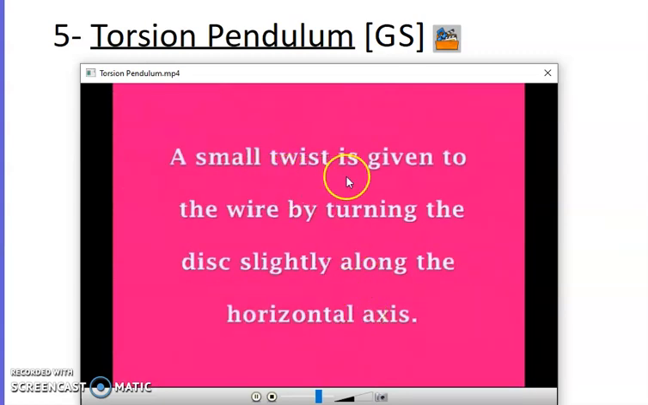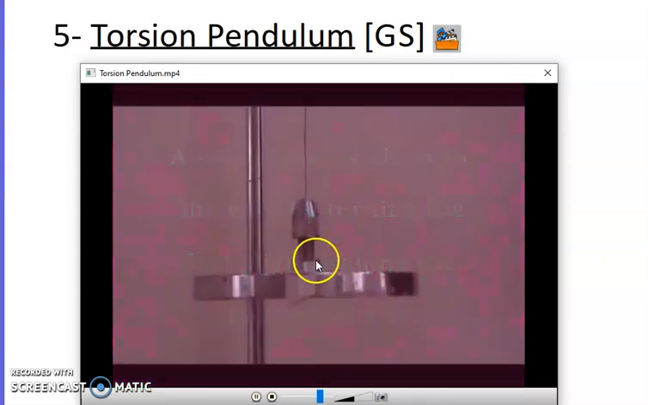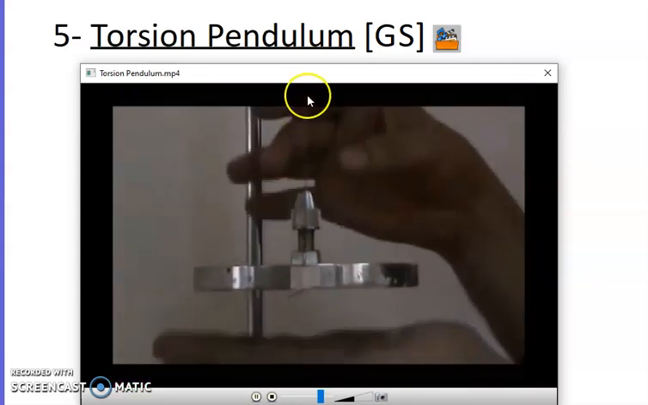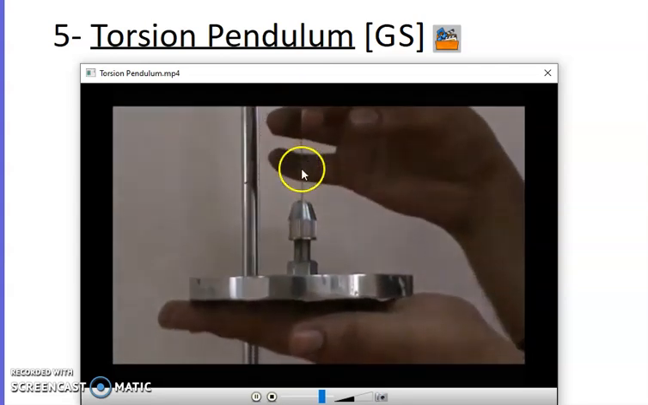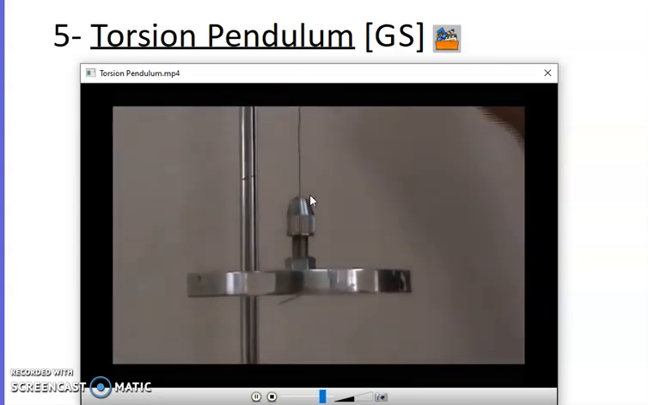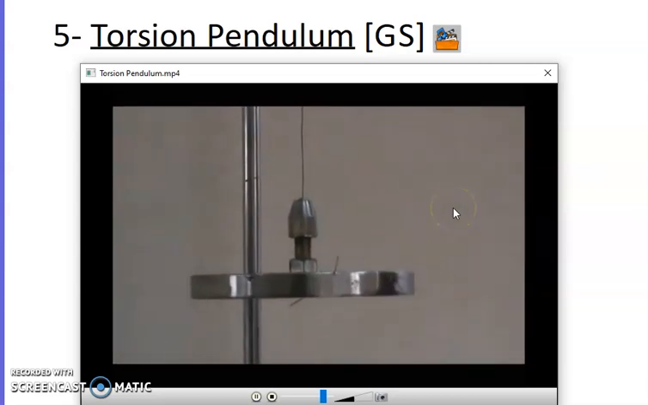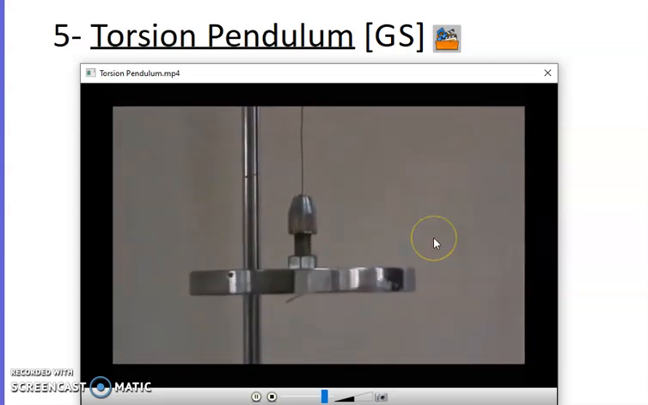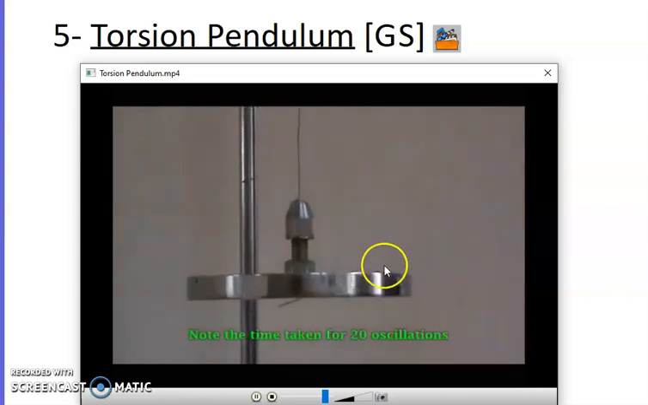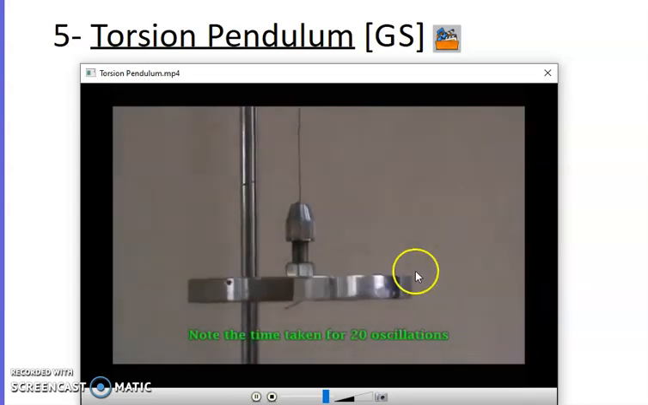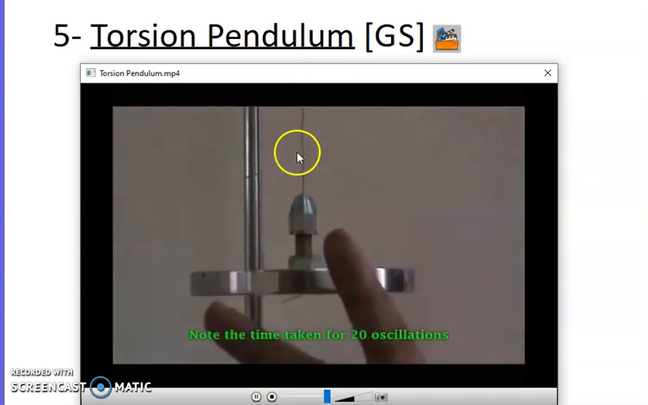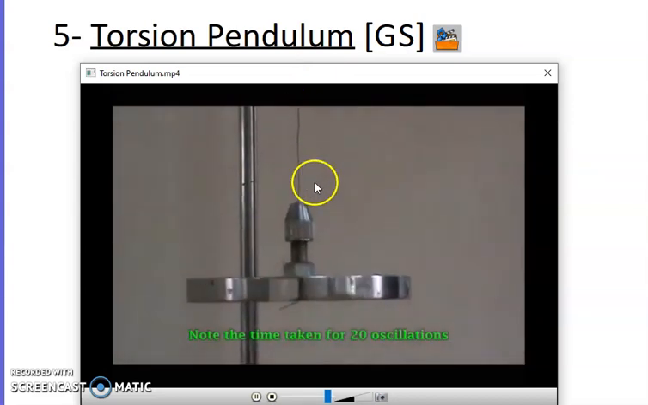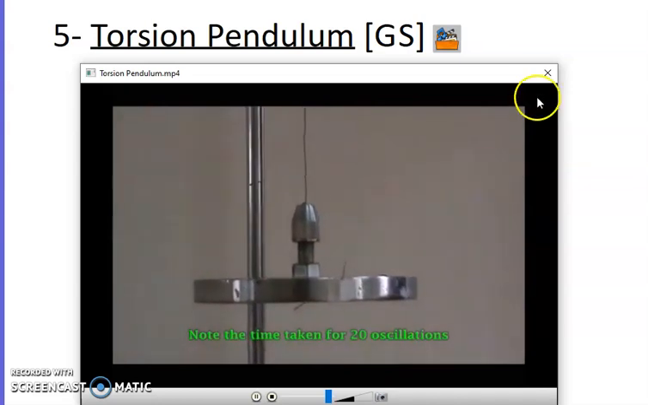Now we give a small twist, means we turn the body in the horizontal plane about the vertical axis, which is the wire, so that the wire is twisted. Now you see what happens? The body oscillates in the horizontal plane about the vertical axis. Okay? So this is a torsion pendulum.